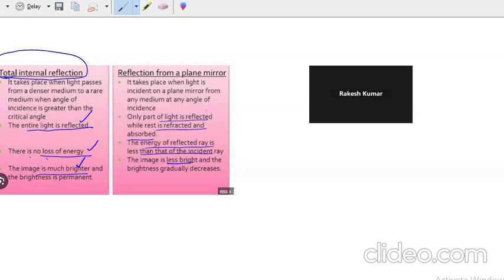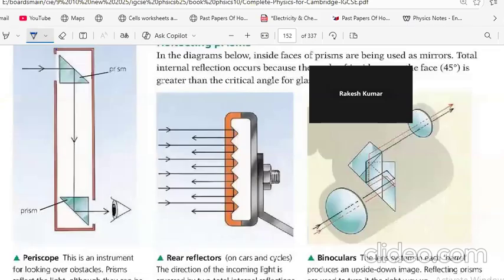And here, with a mirror, the mirror has a polish at the back. But what happens is that some part of the ray is reflected, obviously, but some will get refracted inside and get absorbed also. So it's refracted and absorbed, there's a loss of energy, and this is less bright. So we don't use plain mirrors. If we can, we will always use total internal reflection instead of mirror reflection.